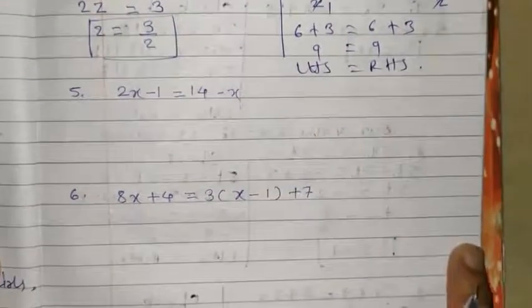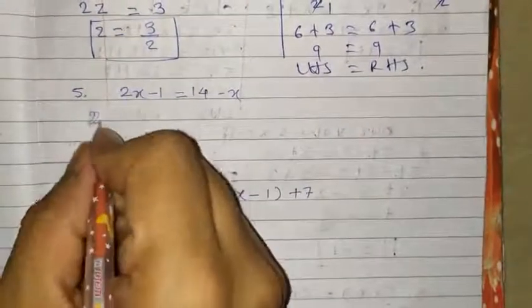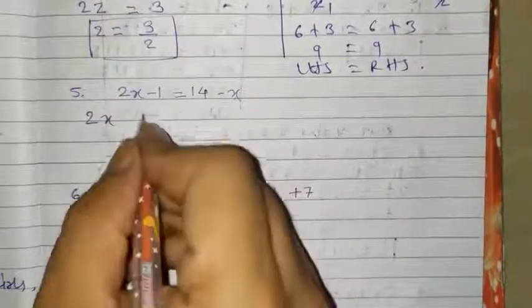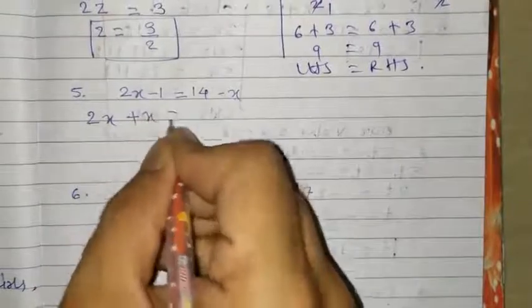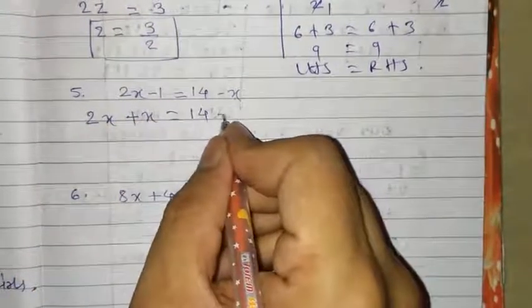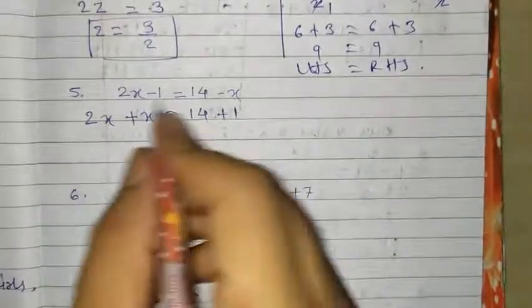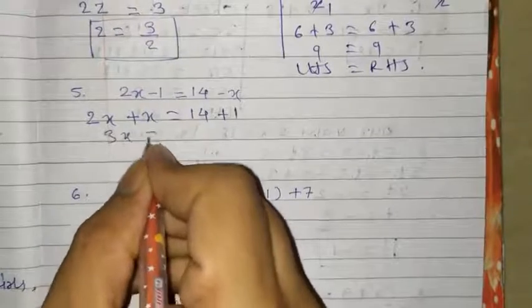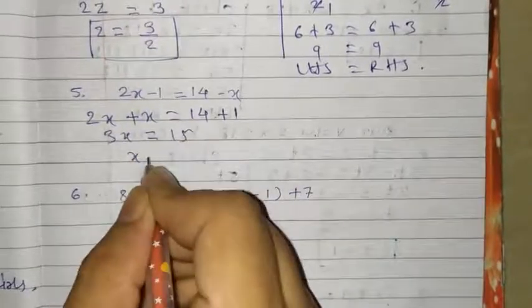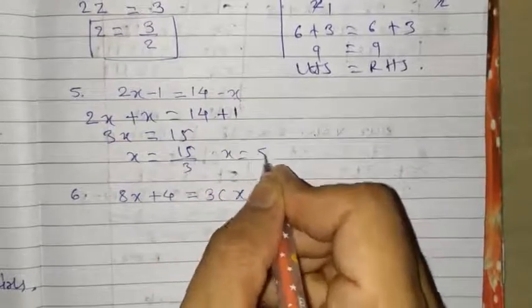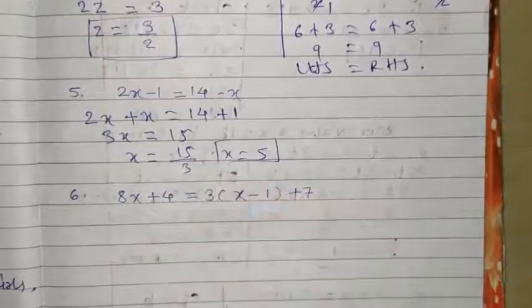Now going into the fifth one. Here 2x. Here it is x variable. So we are shifting into other side. So it is plus x. Then 14. Here plus 1. So here 2x plus x and here 14 plus 1. So it is 3x equals to 15. Finally x equal to 15 upon 3.